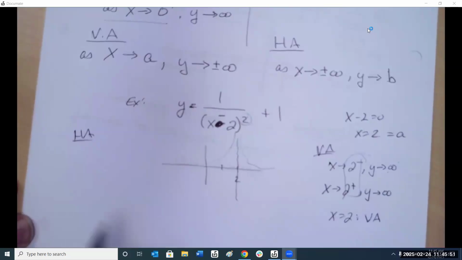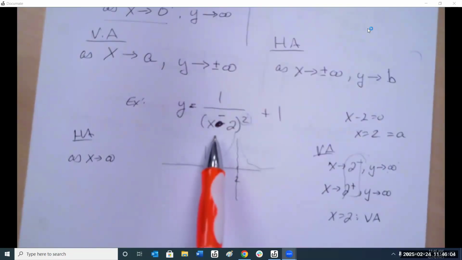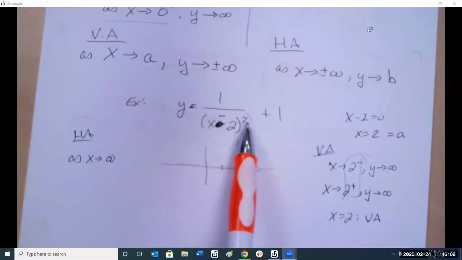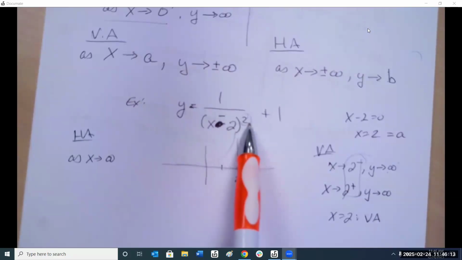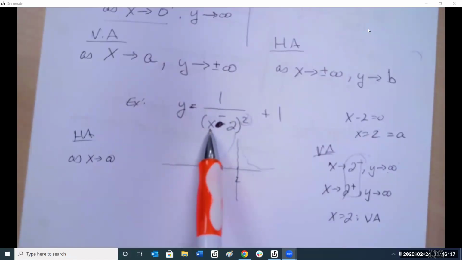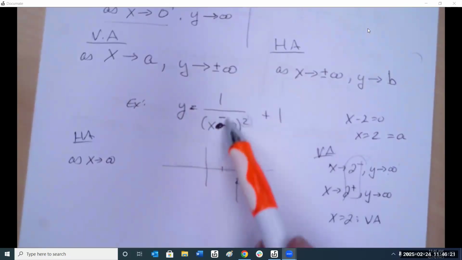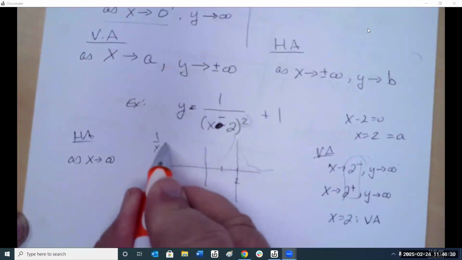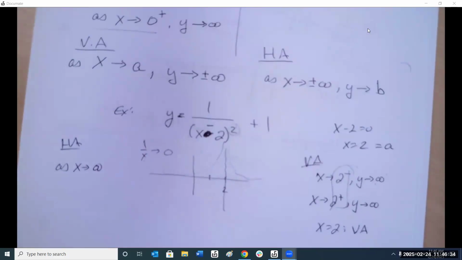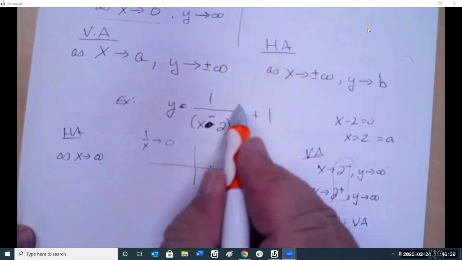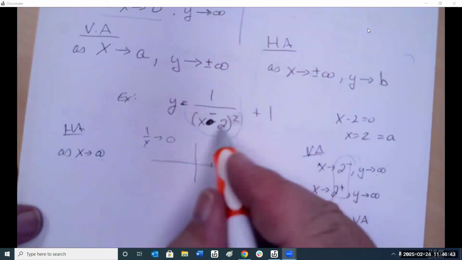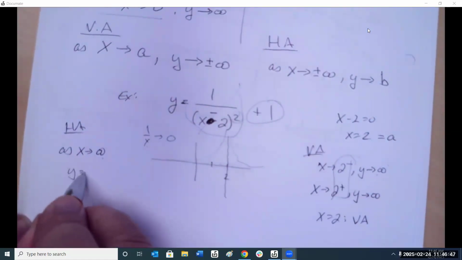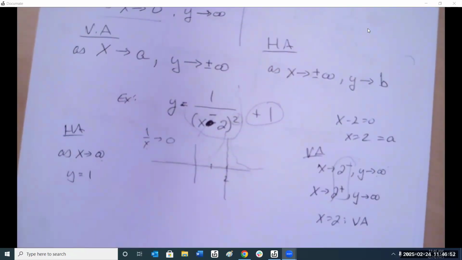Let's look at the horizontal asymptote. As x goes to positive infinity, what happens to this function? As x gets bigger, 10 minus 2 squared is 64. 12 minus 2 squared is 100, which was 1 over 100. 1000 minus 2 squared is 1 over what? So what happens to this number as x gets bigger and bigger? This number gets smaller and smaller and goes to 0. So as x goes to infinity, this number goes to 0, and then we're left with 1. So my y value is 1. That's my horizontal asymptote.